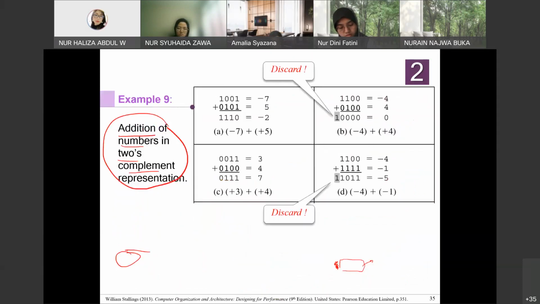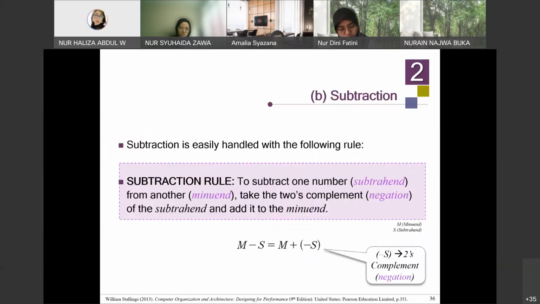Now we're going to look into subtraction. Subtraction is easily handled with the following rules. You can have addition by changing the value here to be negative. In mathematics, let's say I have 9 minus 5. It's similar to 9 plus minus 5. So this minus 5, I'm going to change to the second complement, which is called negation. Last time we just called it the second complement, but now it is negation.